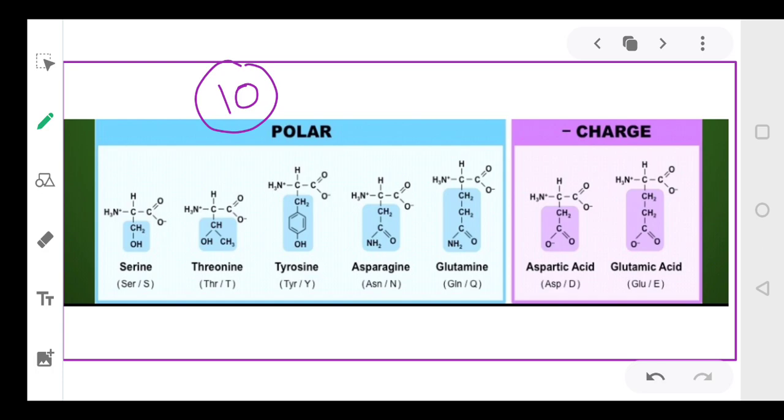I have listed 5 here: serine, symbol SER or S, threonine, T, tyrosine, Y, asparagine, N, glutamine, Q. Now apart from this, there are 2 amino acids which are negatively charged because their side chain is negatively charged. This is the side chain, as you can see in the picture. So aspartic acid and glutamic acid are negatively charged. So 3 amino acids are positively charged, 2 amino acids are negatively charged. And apart from this, 10 amino acids are polar, 10 amino acids are non-polar.